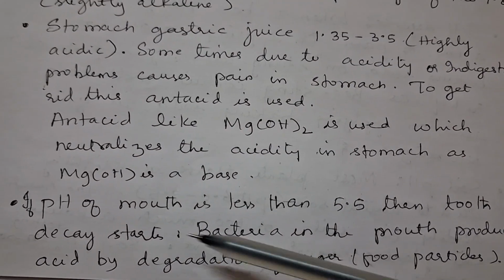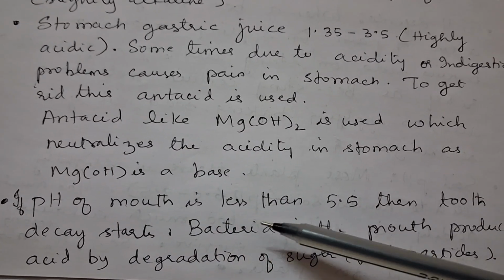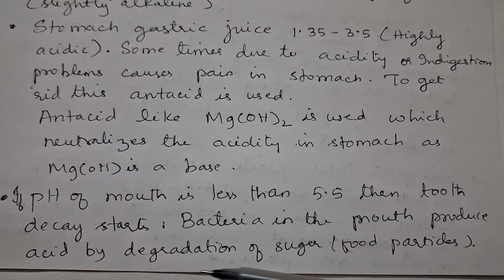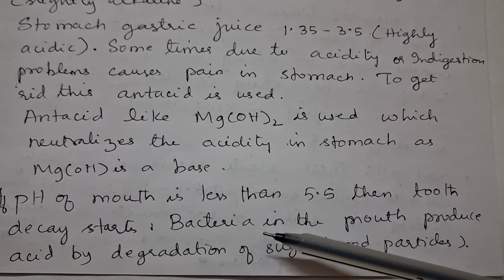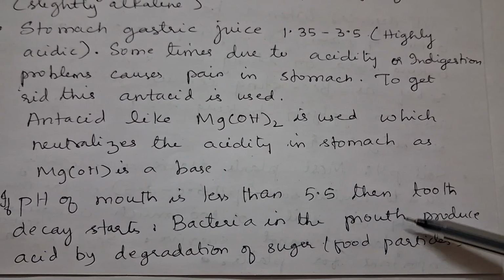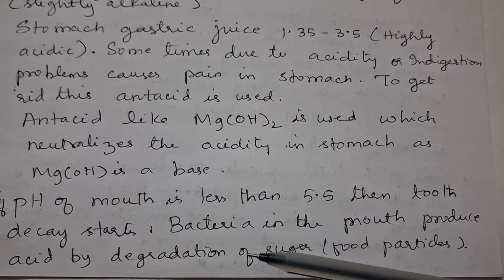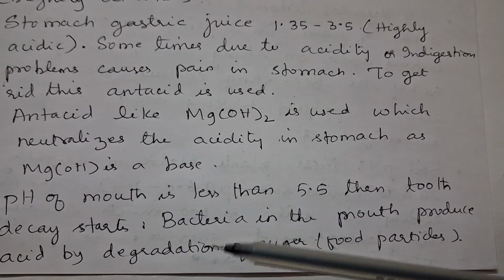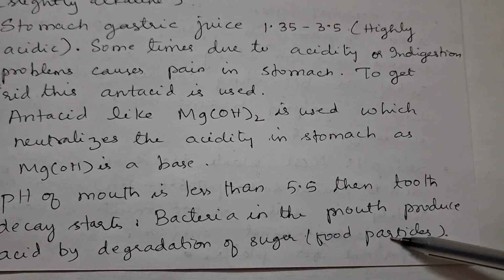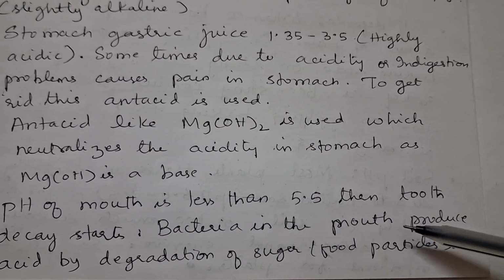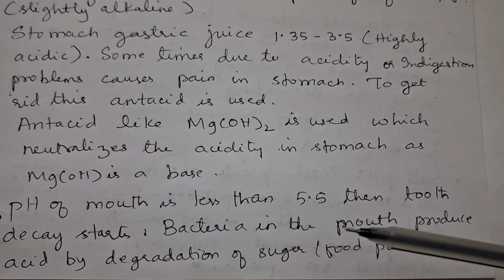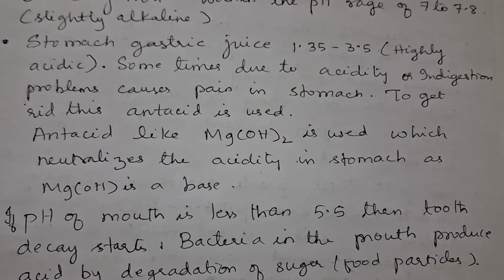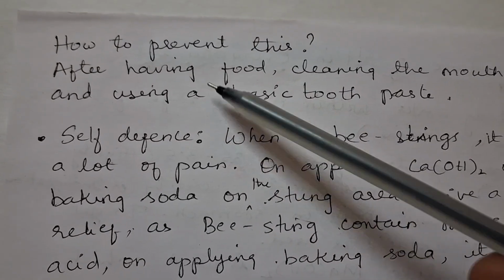Next, if the pH of the mouth is less than 5.5, tooth decay starts. How does it start? When bacteria grow in the mouth, and any sugar content is there, the bacteria act upon it and produce acid. Due to that acid, it starts to corrode the layer of the tooth, and finally tooth decay starts.